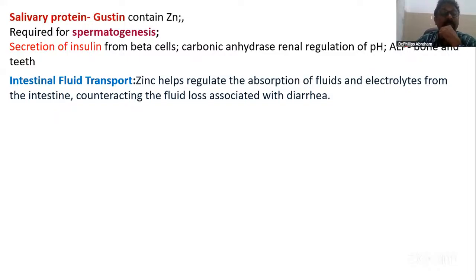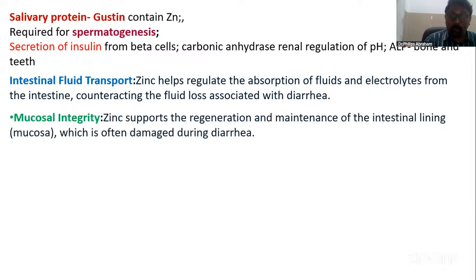Interstitial fluid transport. Zinc helps to regulate the absorption of fluid and electrolytes from the intestine, counteracting the fluid loss associated with diarrhea. Yeah, please note. So in diarrhea conditions, zinc-containing compounds are given as a medicine because they can regulate the absorption of fluid and electrolytes. So the fluid loss to some extent can be inhibited. Not only that, the mucosal layer integrity can be maintained with zinc, supporting the regeneration and maintenance of the intestinal lining, which is often damaged during diarrhea. So in diarrhea, zinc helps in two ways.